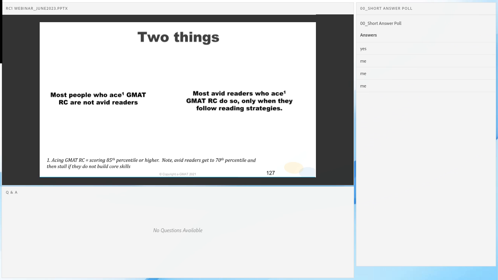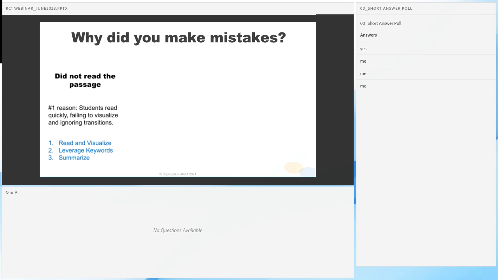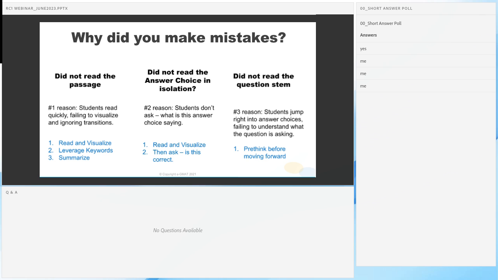And to do that, you've got to build your skill. And I think the thing that you've got to believe is, this is not something that you have to learn over years. It's something that you have to learn consciously. That's really important. And to learn consciously, that's where you have to apply these reading strategies. And you have to inculcate these good habits where you read the passage, where you visualize information, you leverage keywords to do that, read that answer choice in isolation, and again, visualize it. Really important. And understand what your question is asking you.